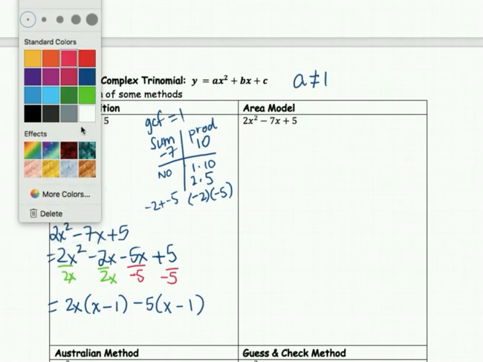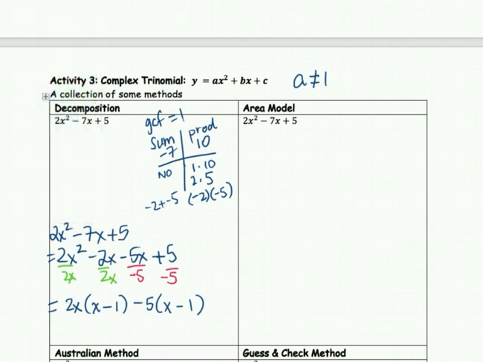Okay, and then from there, last step. They have this one in common, so let's factor it out, and then that leaves these 2 behind. That's the other factor. So that's the decomposition method.